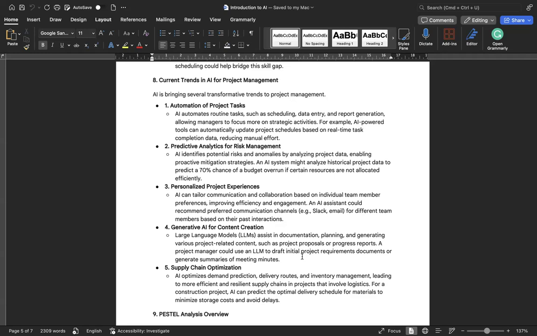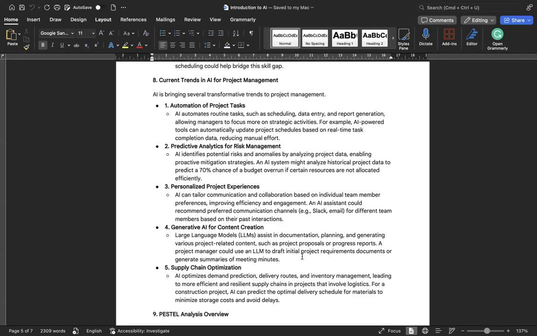effort. And for predictive analytics for risk management, we can analyze and find out the trend on this as well. This AI identifies potential risks and anomalies by analyzing project data, enabling proactive mitigation strategies.